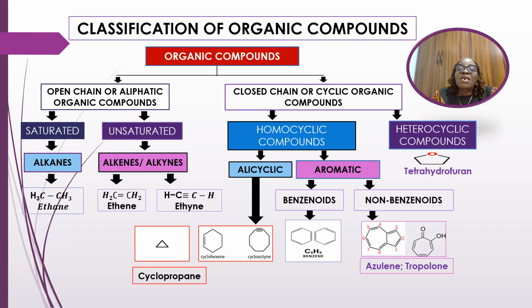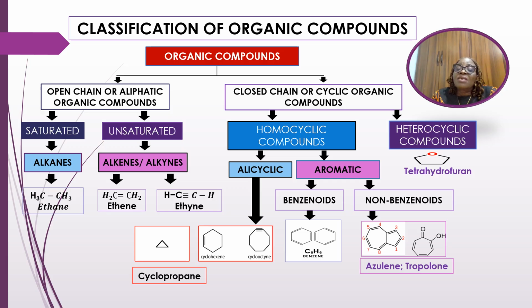On the closed chain or cyclic hydrocarbons, they are also divided into two groups, the homocyclic compounds and the heterocyclic compounds. The homocyclic compounds are further divided into two groups, the alicyclic compounds and the aromatics. The alicyclic compounds will have examples cyclopropane, cyclohexane, and cyclooctane. And then the aromatics are further divided into the benzenoids and the non-benzenoids.